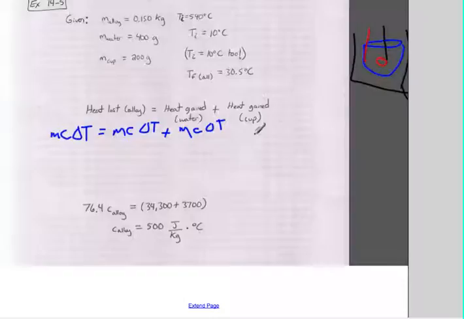So then we just plug those in. The mass of the alloy was 0.15. We don't know its C, so we'll leave that alone. The temperature change it undergoes is, it's going to get long, 540 minus the final, which was 30.5. Then the mass of the water was 400 grams, so 0.4.